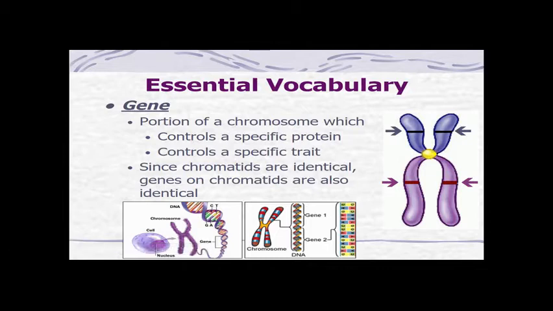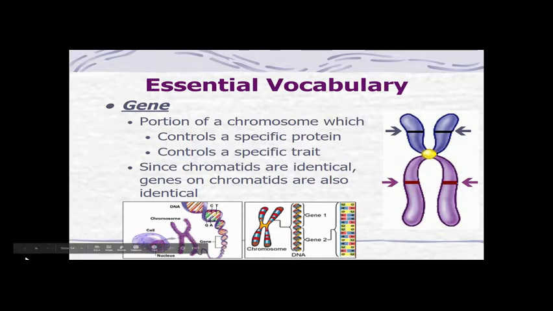A gene is a portion of a chromosome which controls a specific protein and controls a specific trait. When we get into genetics after a few weeks, we'll talk more about this, but our genes tell our body what proteins to make, and those proteins give us all of our physical traits. Now, since the chromatids are identical, the genes on the chromatids are also identical.